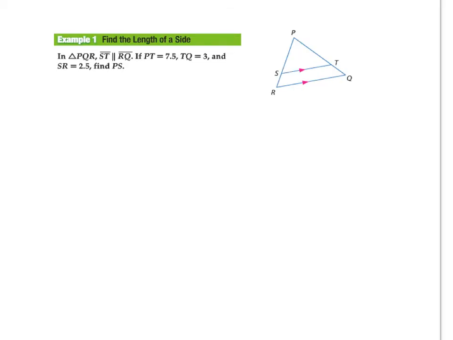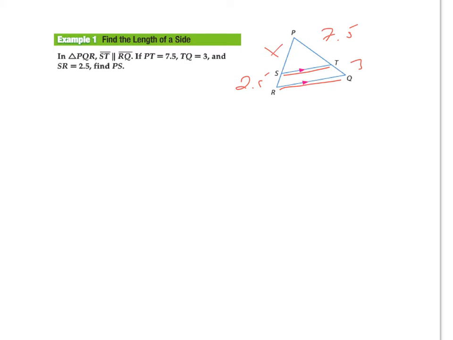Okay, why don't we try some problems now? Let's look at this first one right here. In triangle PQR, ST is parallel to RQ, so this is parallel to that. Okay, and PT is 7.5, TQ is 3, and SR is 2.5. Find PS, we'll call that X.